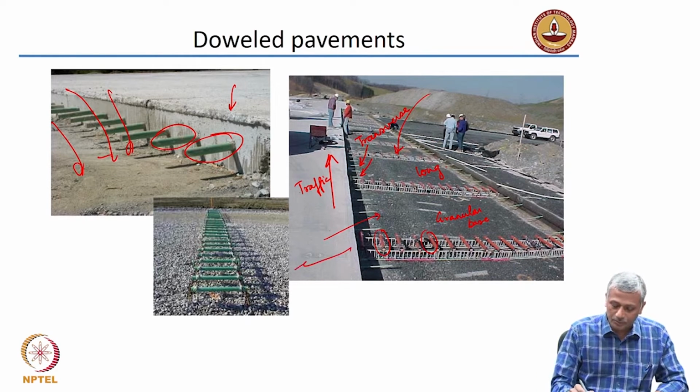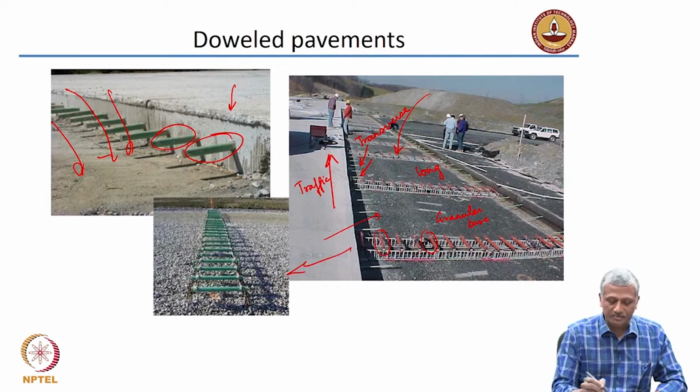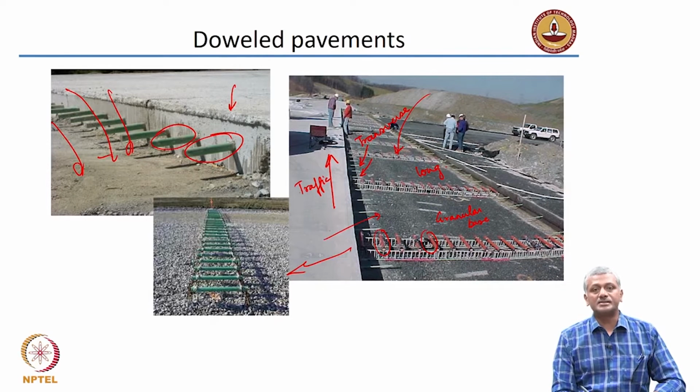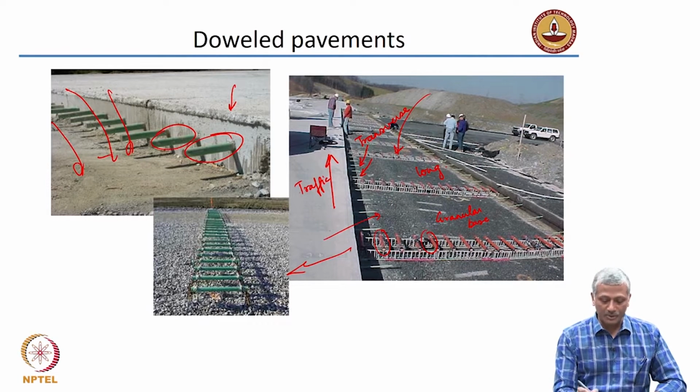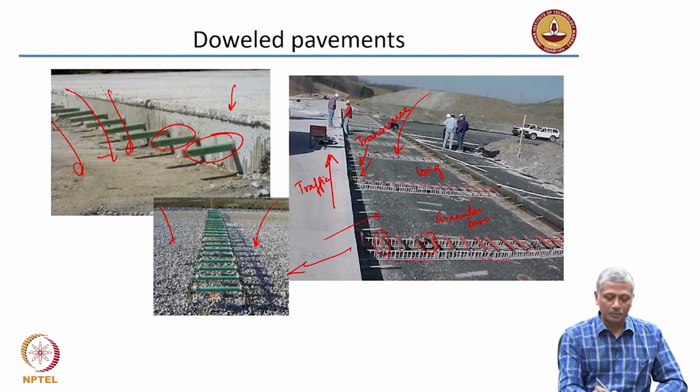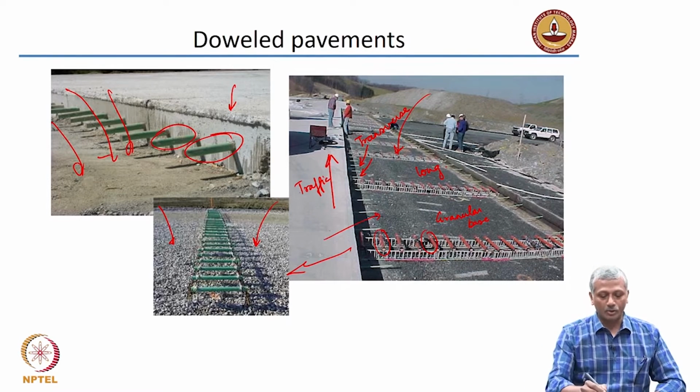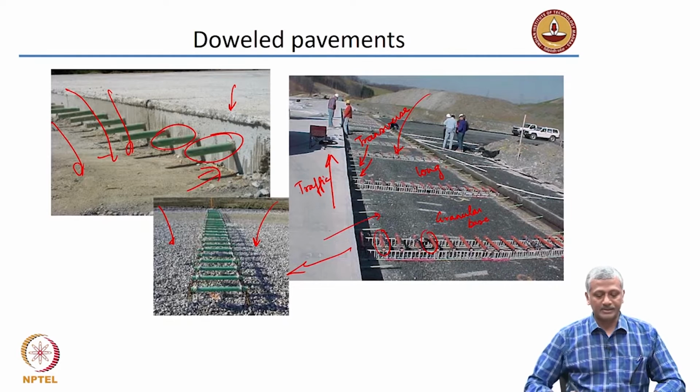Again, a close-up view is shown here. These dowels are placed exactly where the joint is supposed to come between adjacent slabs. So, then you will be pouring the concrete on one side and then pouring the concrete on the other side, just like what is shown in this case. Okay.